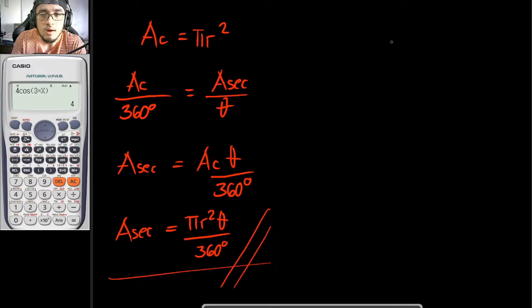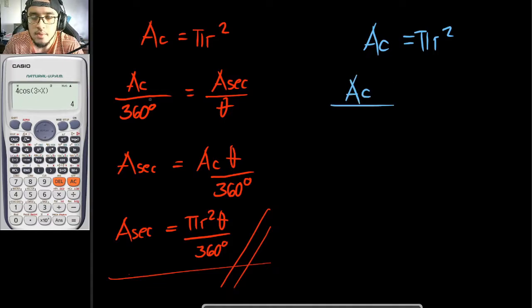So our AC, or the area of a circle, is once again pi r squared. And what is the angle of one full rotation in terms of radians? That is 2 pi. So basically 2 pi is equal to 360 degrees, it's just in radians. So 2 pi radians is equal to the area of a sector divided by theta. And make sure that this theta right here is in terms of radians.